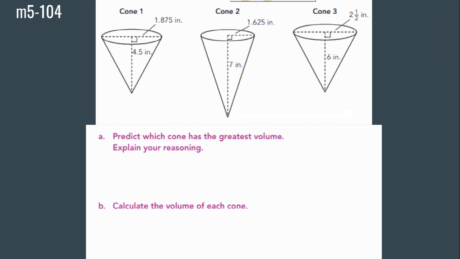So if you look below that at A and B, so A tells us to predict, everybody say predict, which cone has the greatest volume, and explain your reasoning. Now remember, volume is what fits inside of these cones. So you're going to just take a prediction, an estimate, and I want this in a complete sentence, of which cone you think could fit the most frozen yogurt, so which has the biggest volume, and explain your reasoning. So why do you think that? So I'm going to give you about 30 seconds to jot down a sentence explaining which one you think in your prediction would hold the most yogurt. Ready? Go.